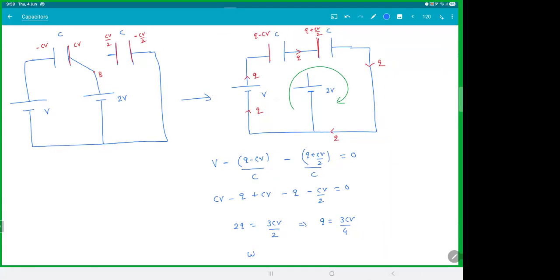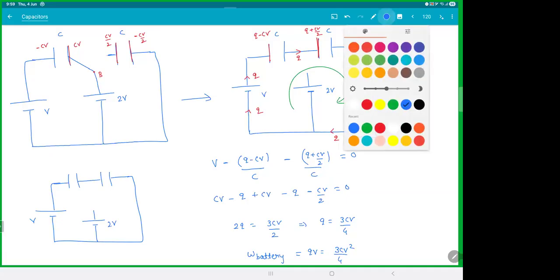So there's only one battery doing work now. The 2-volt battery is useless. So work done by the battery is Q into V. So this is 3CV square by 4. What are the final charges? Most common mistake what people do now, people think these two are in series. They're not in series anymore because they don't have same charge.